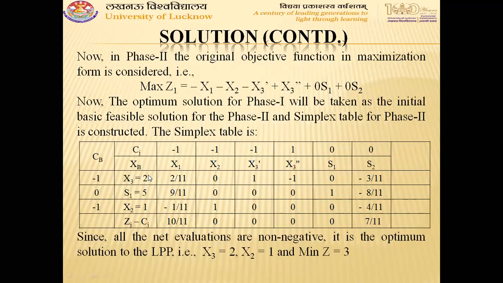So the solution of the given problem is x1 equal to 0, x2 equal to 1 and x3 equal to 2. Now we put it into the objective function in minimization type, which was our original objective function, that is minimum of z equal to x1 plus x2 plus x3. Then we obtain that the minimum value of the objective function is 3.